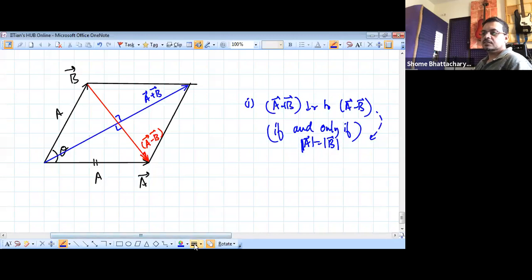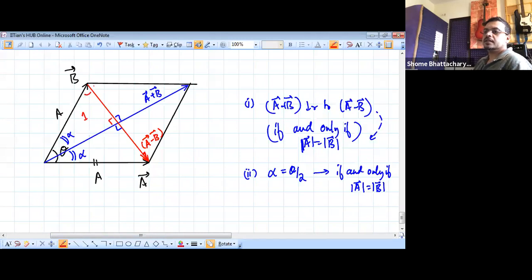Then the second thing we can see here is that this angle will have to be this angle. So this angle is how much? Alpha, right? So this is also alpha. So alpha has to be equal to theta by 2. And again, this is if and only if magnitude of A is equal to magnitude of B. If these two sides are not equal, then this diagonal is not bisecting the angle theta. So alpha will not be equal to theta by 2. It will be some different kind of angle. Okay? And now you can take any of these right angle triangles. For example, if you take this one, you can see that this angle and this angle have to be equal.